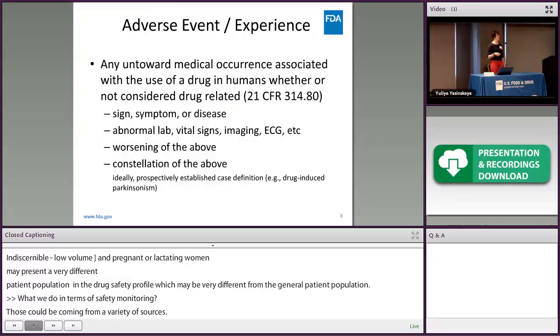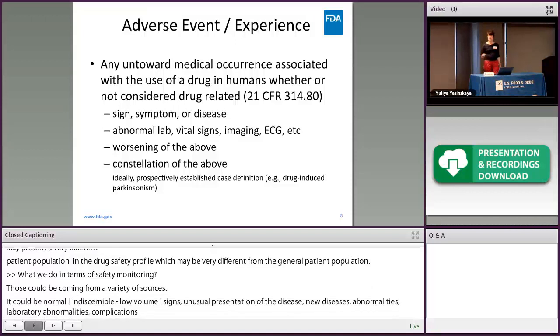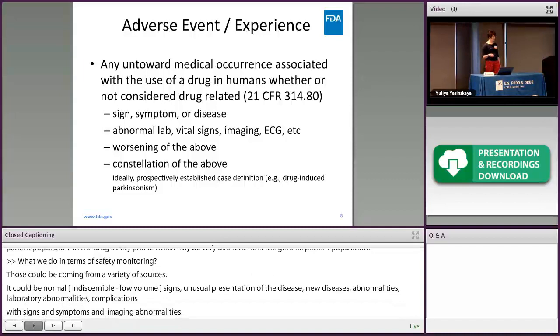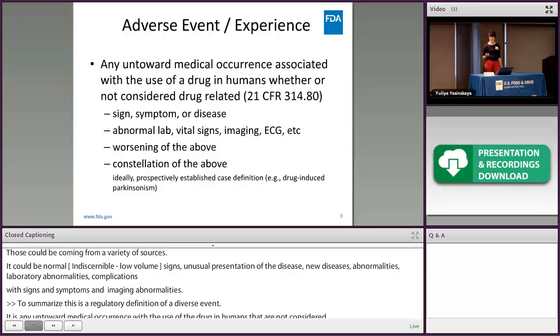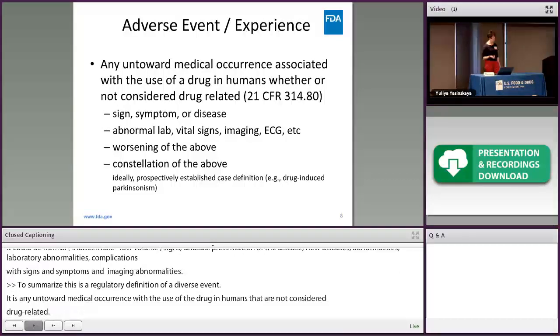So it's any untoward medical occurrence with the use of drug in humans, where they're not considered drug-related. And as presented on the diagram on the slide before, it could be sign or symptom or a disease, abnormal laboratory imaging findings, abnormalities of EKG, worsening of the above, or constellation of the above.